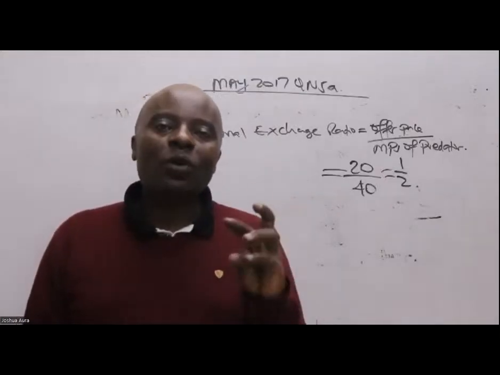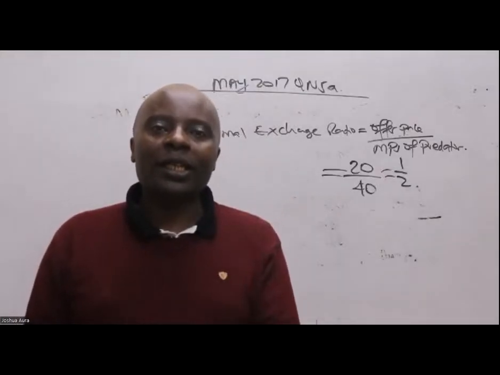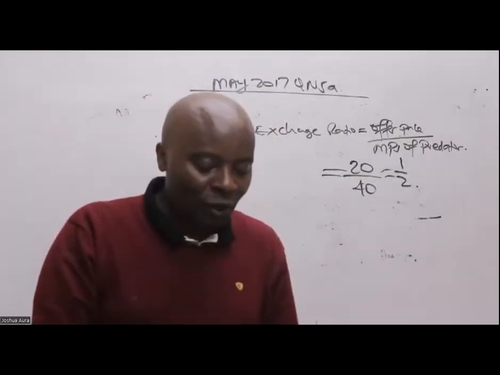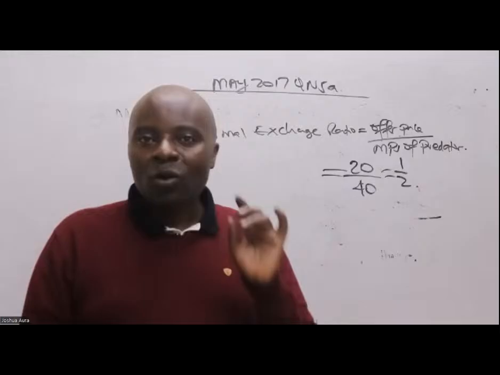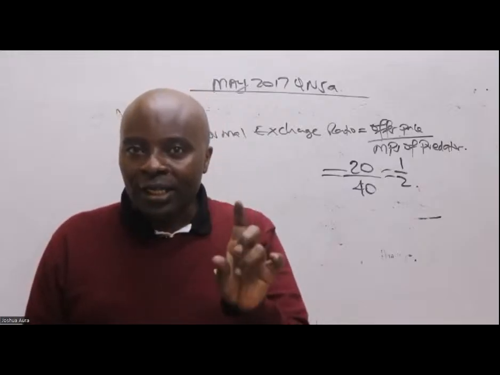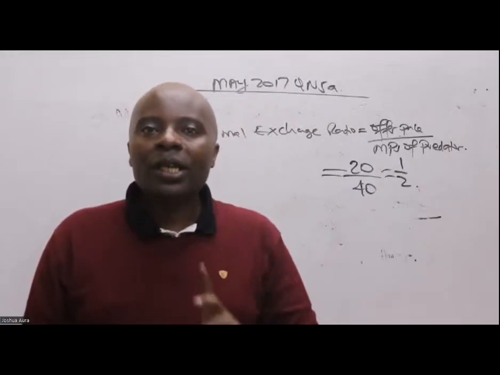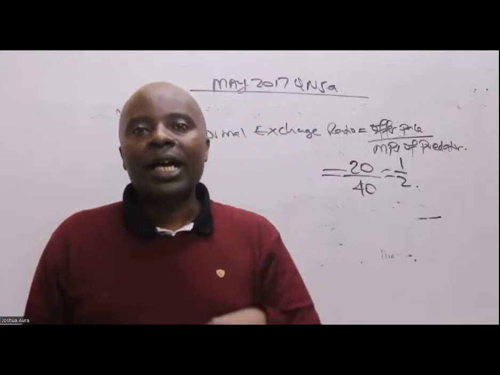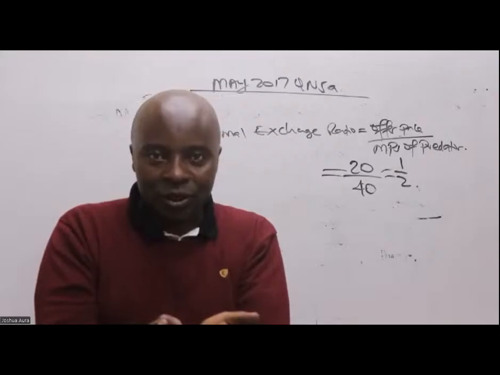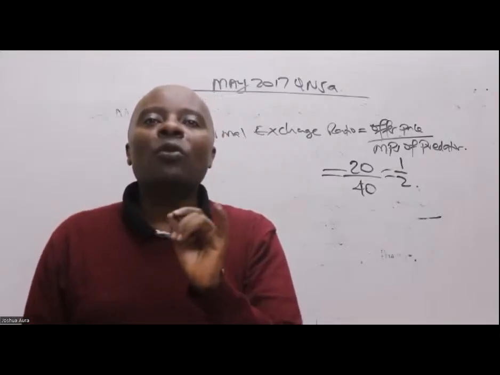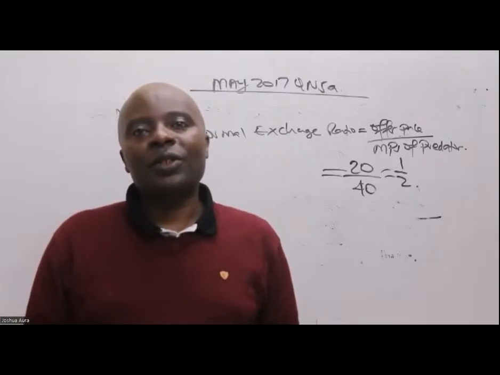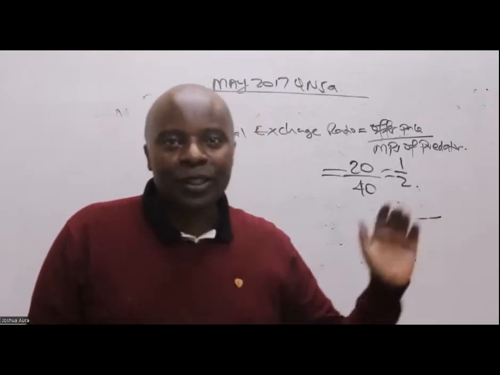The hint there is that whenever you are given an offer price, which in this case, for your revision, you can write in brackets shillings 20, always compute the normal exchange ratio. Whenever you are given an offer price, like in this case, shillings 20, we shall always compute the normal exchange ratio, and then you highlight with yellow.